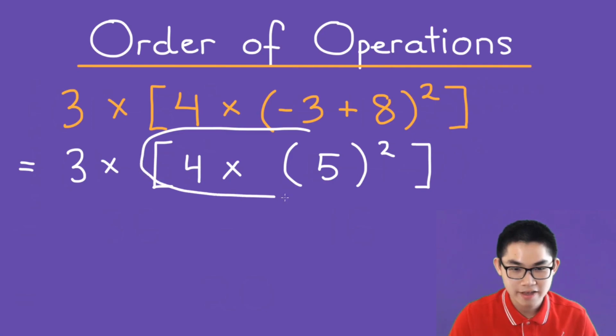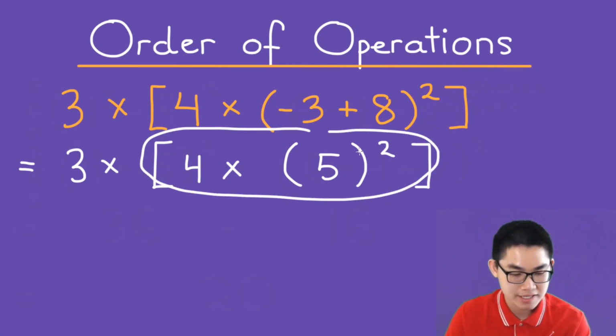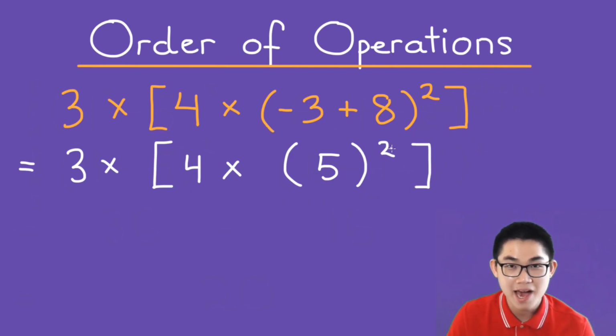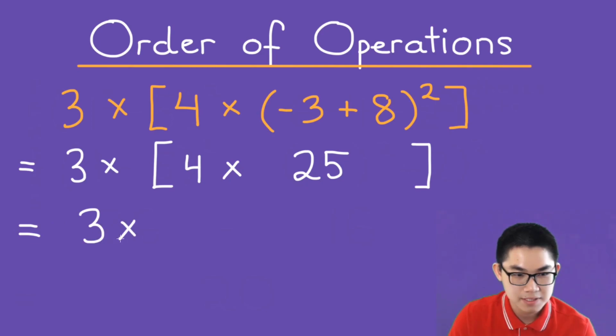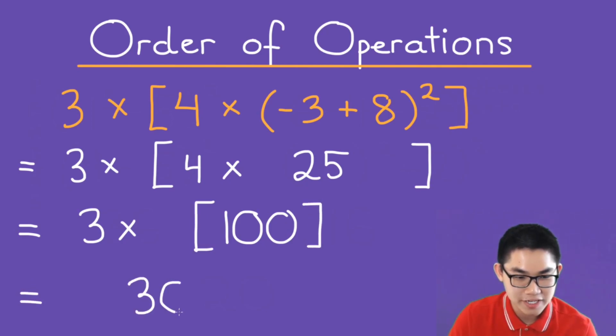Inside this entire thing, we see an exponent. So what is 5 to the power of 2? That's going to be 25. 3 times 4 times 25, which is 100. And 3 times 100 gives you 300.